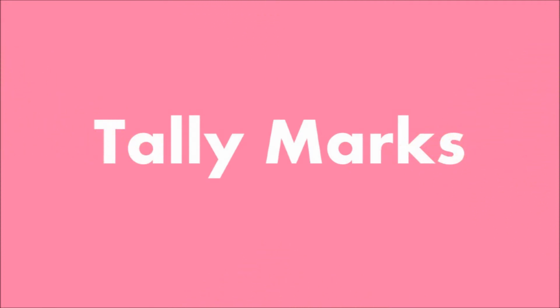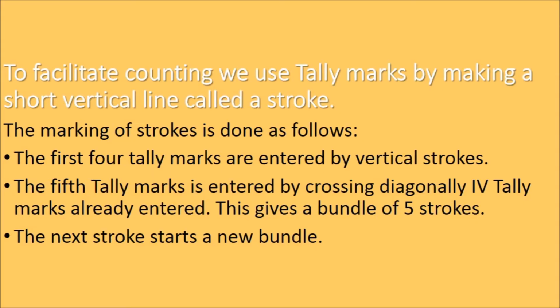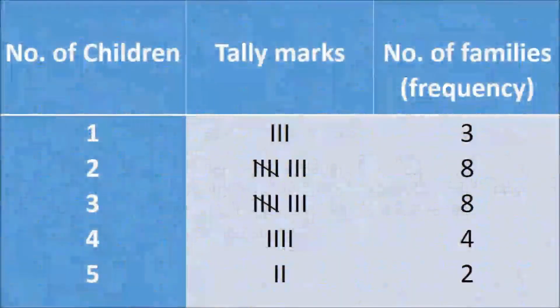To begin with, let's start with tally marks. To organize our data, we first arrange them into tally. The marking of strokes in tally are done like the first 4 tally marks are entered by vertical strokes. The 5th tally mark is entered by crossing diagonally the 4 tally marks already entered. This gives us a bundle of 5 strokes. The next stroke starts a new bundle.